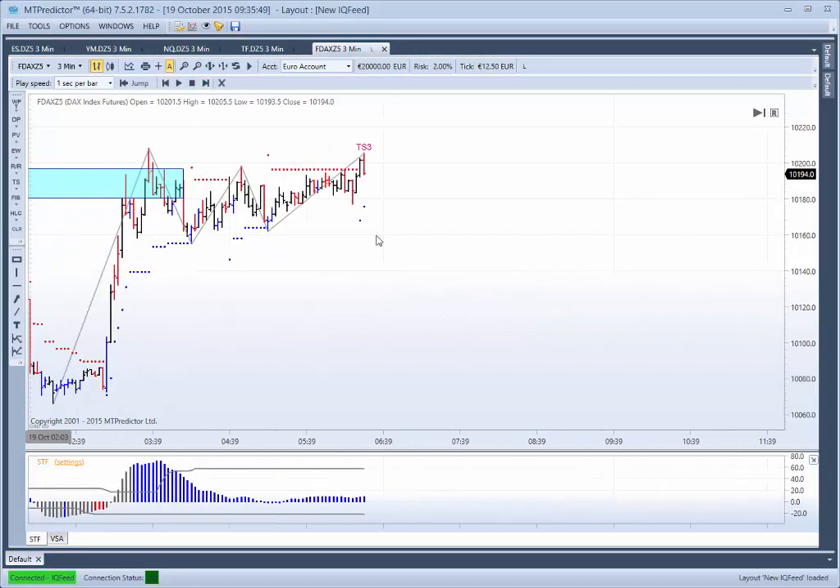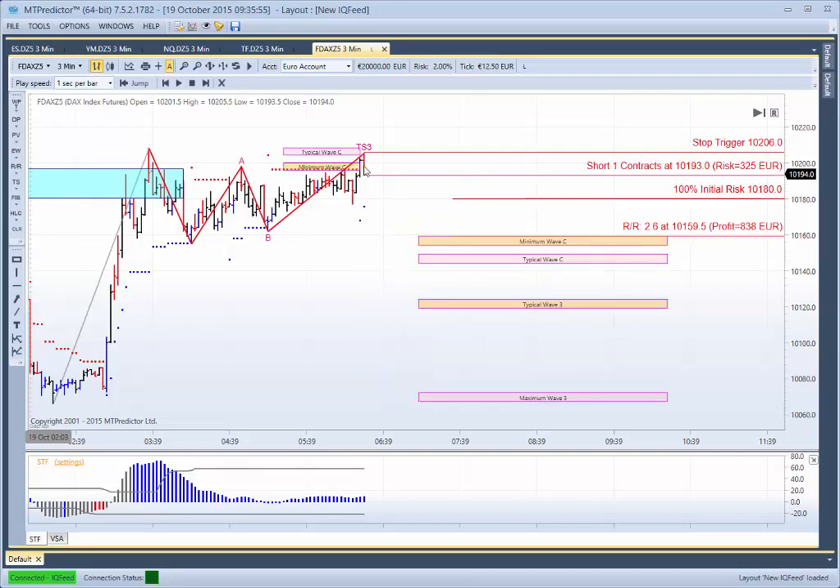There's the setup. So we place our analysis on. All our levels are on the chart in advance. So I'll just do that. We'd come down here and say we're actually looking to go to the typical wave 3 WPT. So let's have a look at what this means.